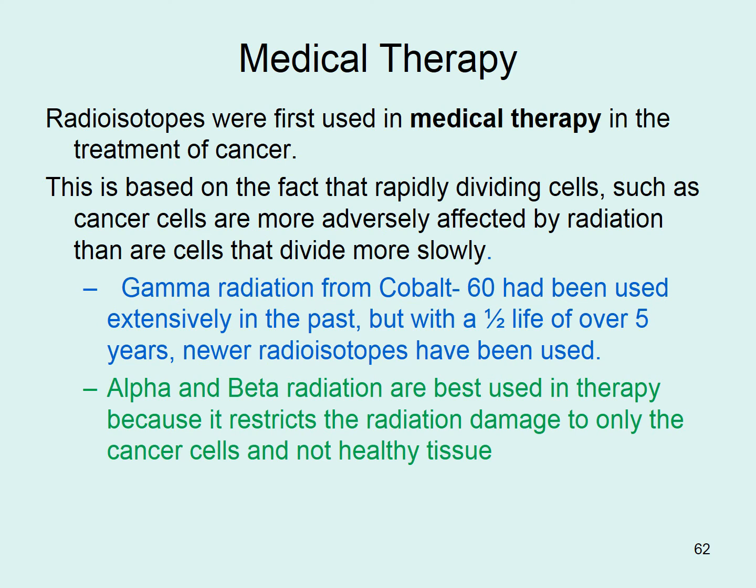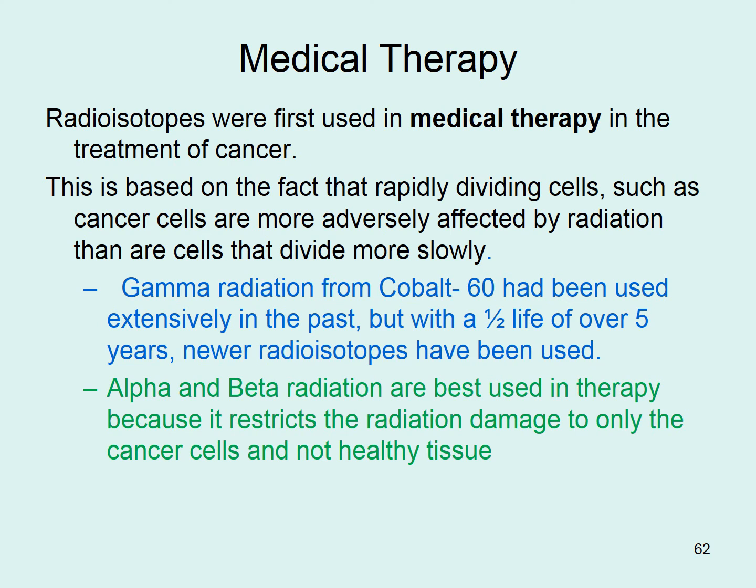Anyway, gamma radiation from cobalt-60 had often been used in medical therapy to try to treat cancer. Again, the cobalt could be directed at the cancer cells to try to kill them, because the radiation will kill those cells. Cobalt-60 isn't used anymore because it has a fairly long half-life, and so you really don't want the radioactivity to be in the body as long as it has to be.